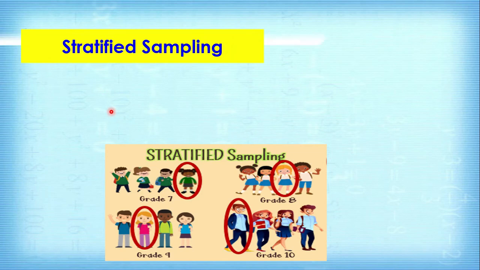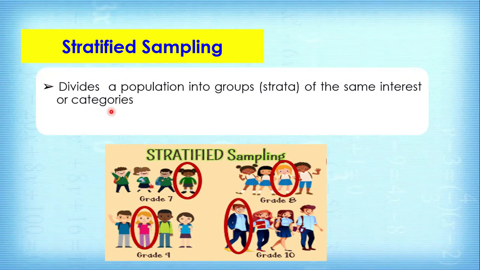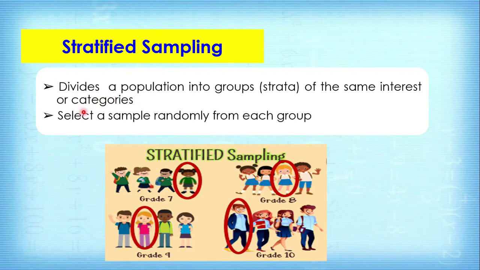Third is stratified sampling. You're going to divide the population into groups or strata of the same interest or categories. And then, select a sample randomly from each group. So, in this picture, we divide the population by grade level. And then, from each level, we're going to select one sample or one student from each level.